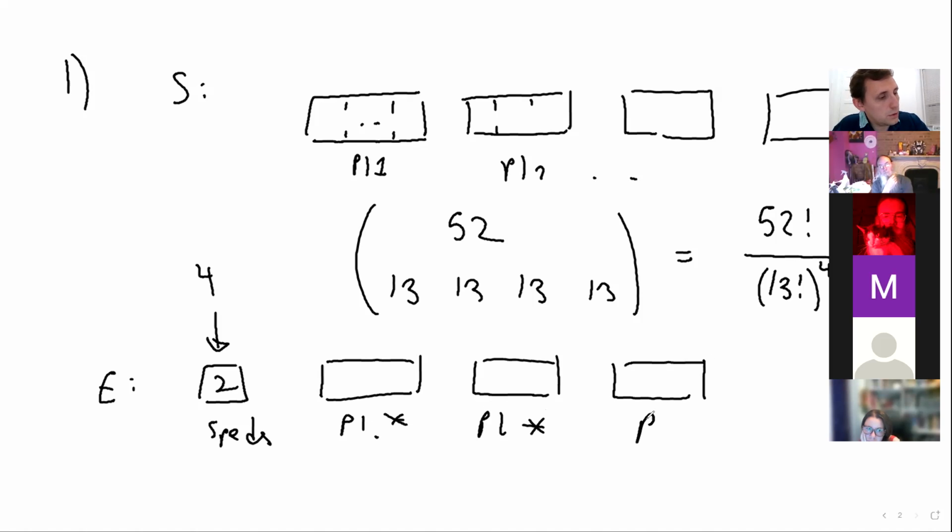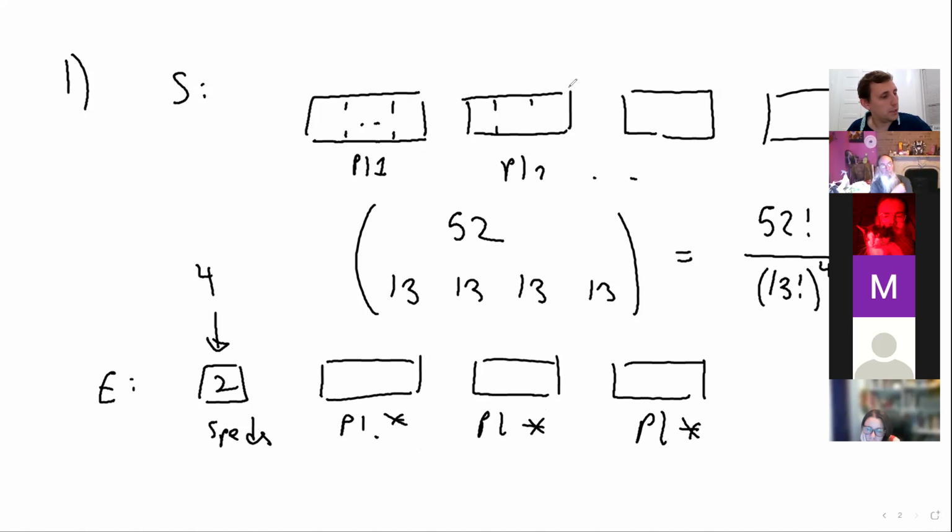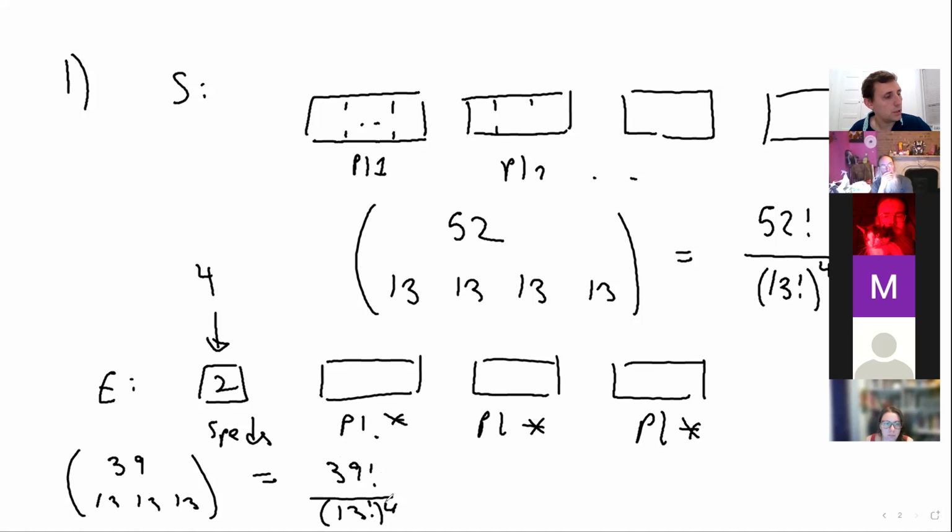And another box for player. Those are the remaining players that do not include the spade player, right? So that makes it, what? That makes it the situation 39, 13, 13, 13, which is 39 factorial divided by 13 factorial to the power of 4, times 4, right? Times 4. So that makes my number.